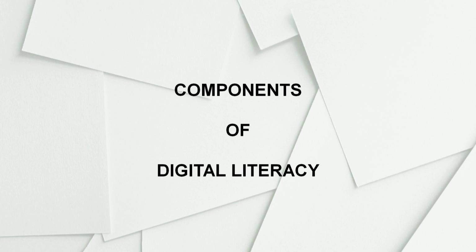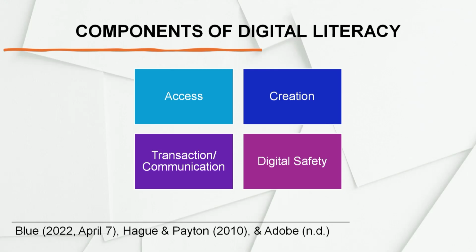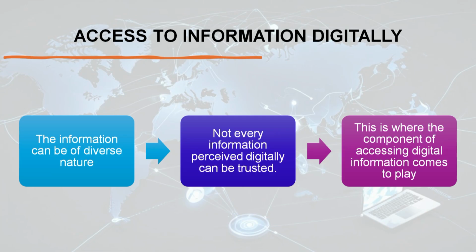Different people have given different components of digital literacy. Blue, Haig, Adobe, they have discussed different components of digital literacy, and these can be summarized as follows. First is access, second is creation, third is transaction and communication, and fourth is digital safety. Now, if we take them one by one, access is the information. Again, as we said today, the information is available at the click of a button.